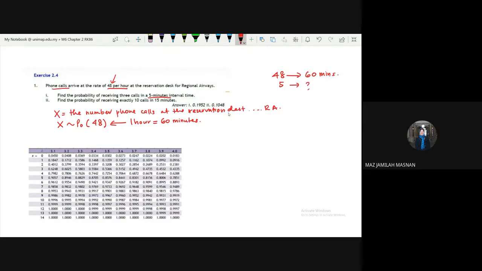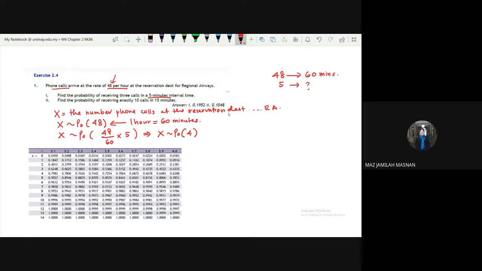So let me do the calculation here. It will be Poisson 48 over 60 times 5 minutes. So in this case, you will get your new distribution X following Poisson. What do you get here for 5 minutes? 4, right? Correct, right? 48 over 60 multiplied by 5. Okay, so you get 4.